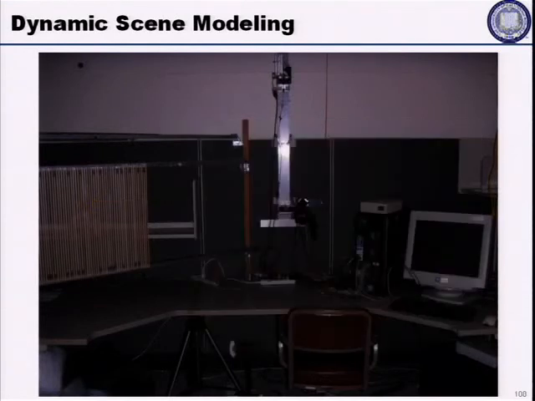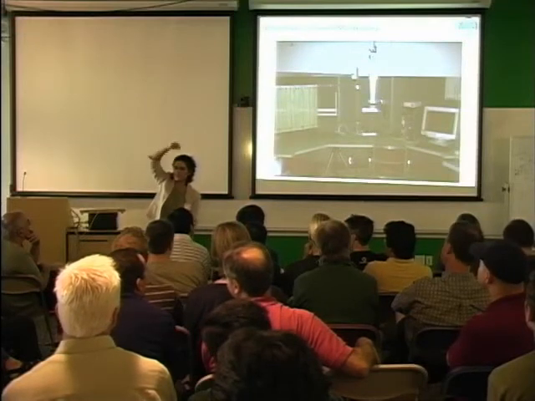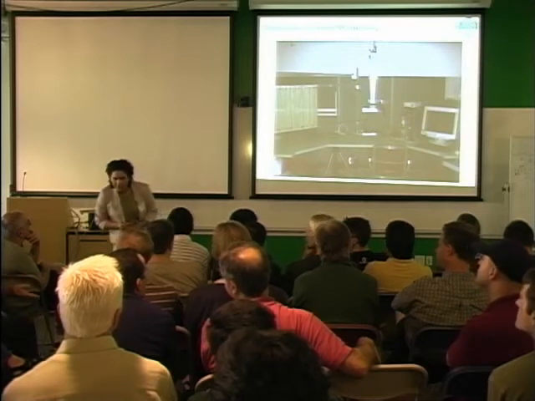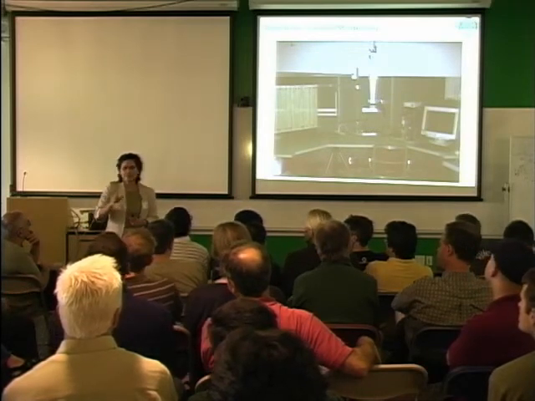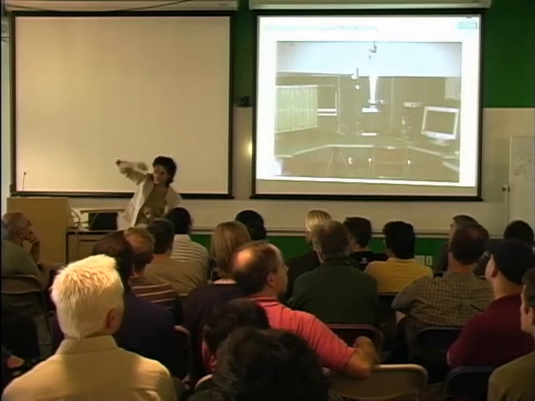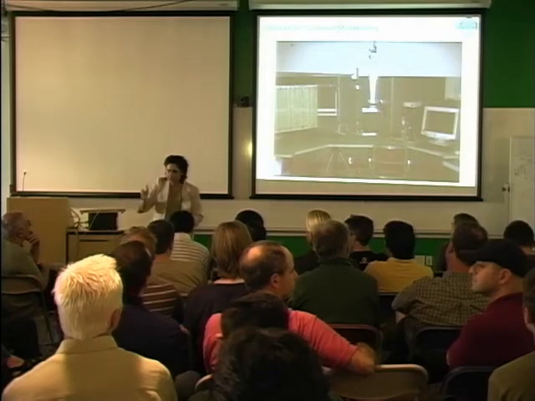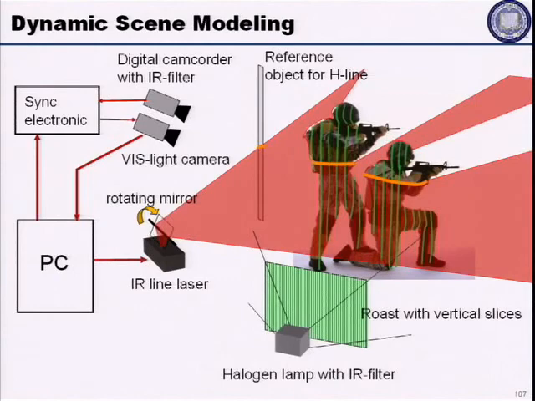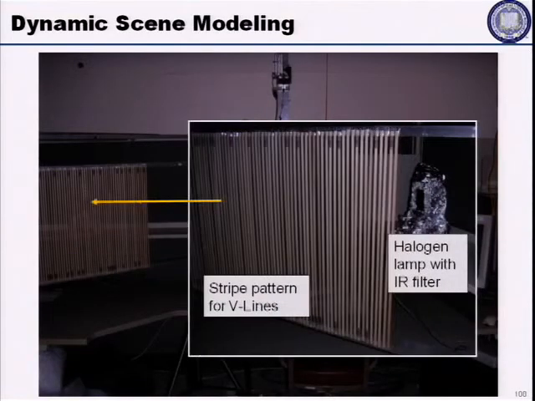Pardon? It's a screen. It's a screen with a bunch of vertical strips on it. I've never seen the term roast before. It's probably a foreign student using that term. But it's a screen with a bunch of strips going up to project the vertical. Actually, it's right here. You paste a bunch of stripes, and that's what projects the vertical lines onto the object. Okay?